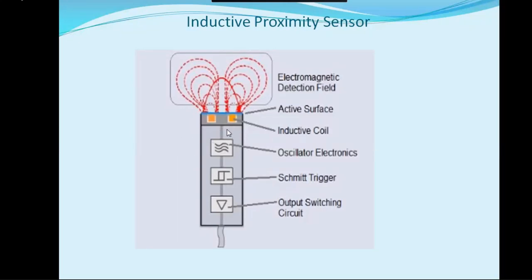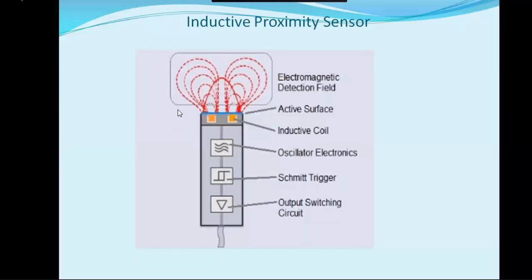Law of induction driving a coil with an oscillator, when the metallic object approaches it. So basically, this inductive proximity sensor consists of an inductive coil followed by the oscillator electronics with trigger circuits and output switching circuits. And which one is the target? This is your target, the target object. So you have to vary this object, change the distance of the object.